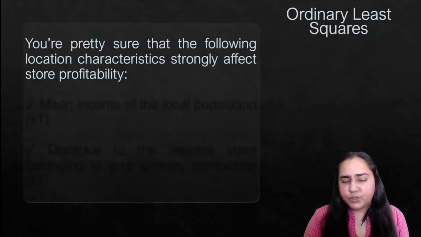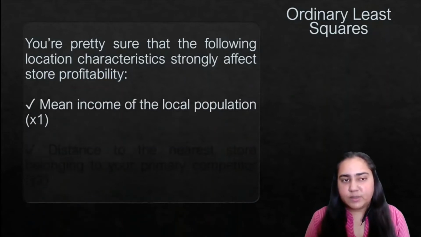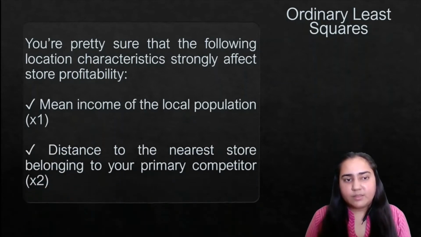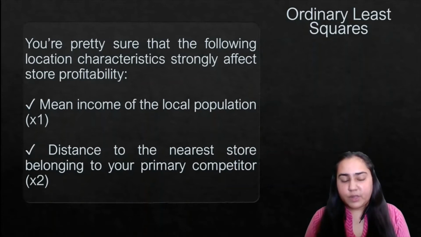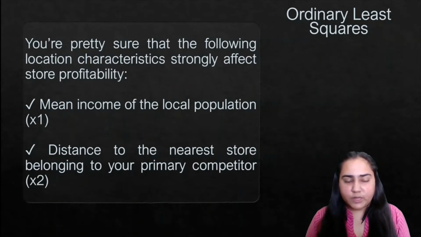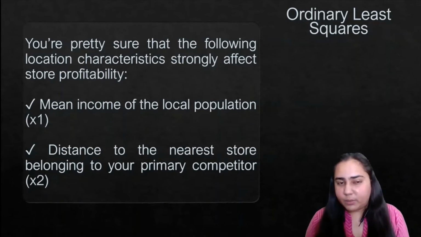You're pretty sure that while finding this location, there could be two factors that strongly affect the profitability of your business. One factor is the mean income of the local population, and let's call it X1. The second factor is distance to the nearest store belonging to your primary competitor, and let's call that X2. So there are two factors which you feel are going to affect the profitability of your business. One is the mean income of the local population. What is the average income of the people living in that area? Obviously, if people are earning more, they'll tend to buy more from your store.